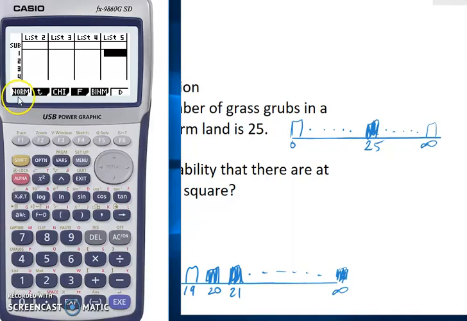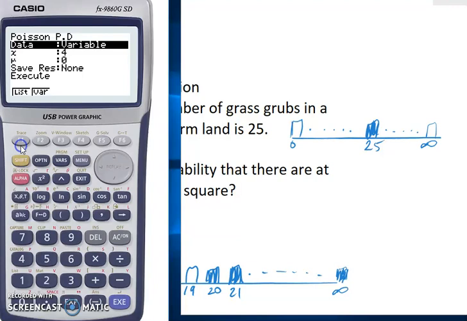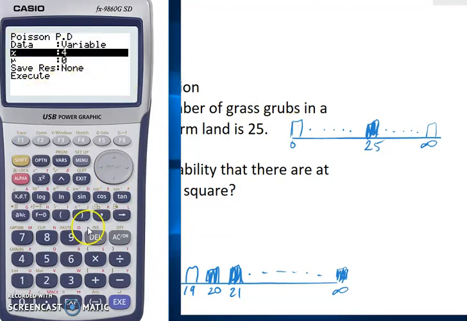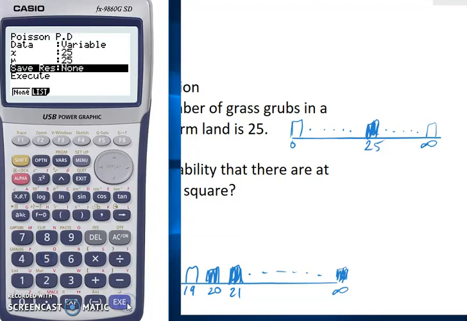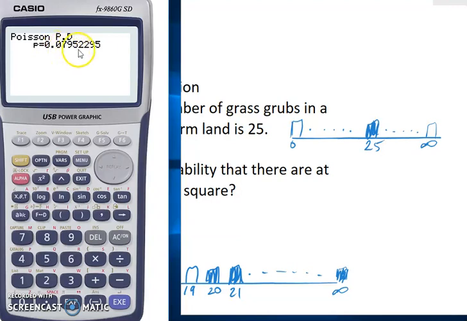Distribution. Now we can't see Poisson here, so we go across here for extra options, and there's Poisson under F1. For exactly 25, we've got the perfect score. Variables already there to add in. We want X is 25. Hit execute once. There's the mean, the average number, the lambda. The lambda was 25 as well. That's the only parameter. Probability of 0.0795.